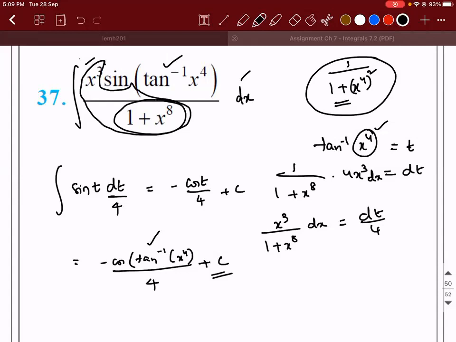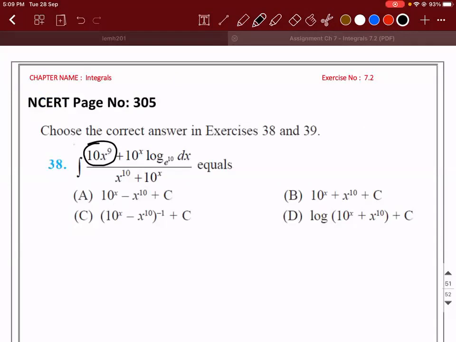Okay. Done? Yes, sir. Next one. So integral of 10 x power 9 plus 10 power x into log of 10 base e times dx. It's very simple. Derivative of which function is 10x power 9? Derivative of which function will give you 10x power 9? It is x power 10.